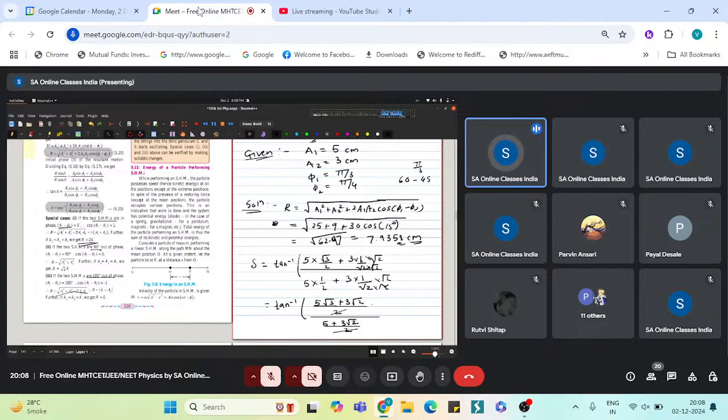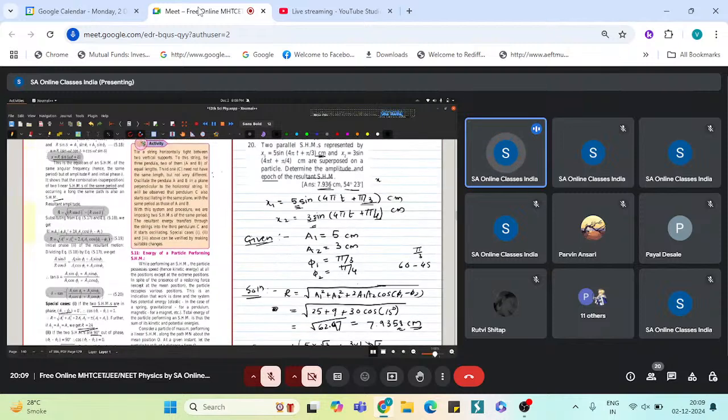And this 2 and 2 is just going to cancel, and we are going to get tan inverse of (5 root 3 plus 3 root 2) divided by (5 plus 3 root 2). You can try doing this calculation at home and you'll get some value of tan inverse, and then you can take tan inverse on calculator itself just to confirm that you actually get this angle.